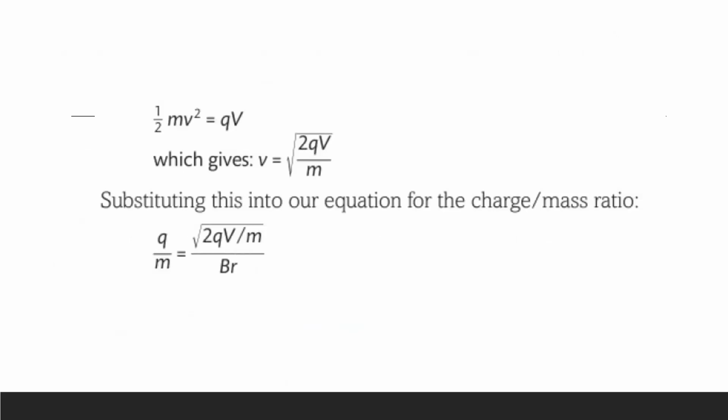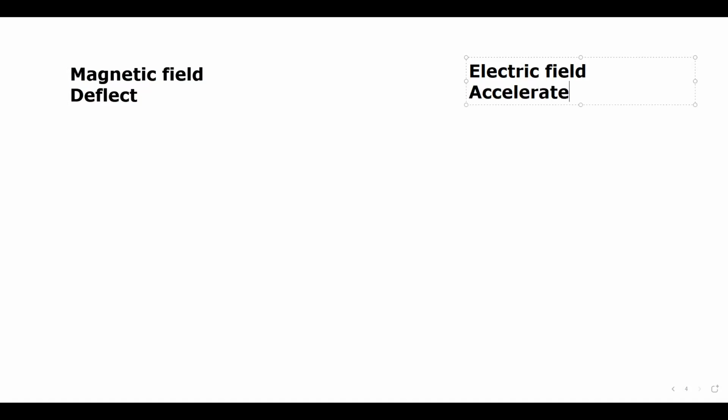What if the charged particle is accelerating, like if we use an electric field? The purpose of the magnetic field is to deflect, and the purpose of the electric field is to accelerate the particle. So whenever we use a magnetic field, we use it to deflect the particle. And whenever we use an electric field, we use it to accelerate the particle.